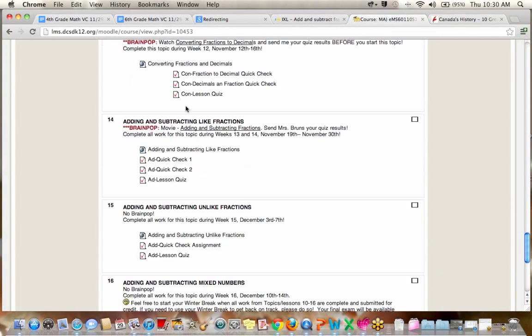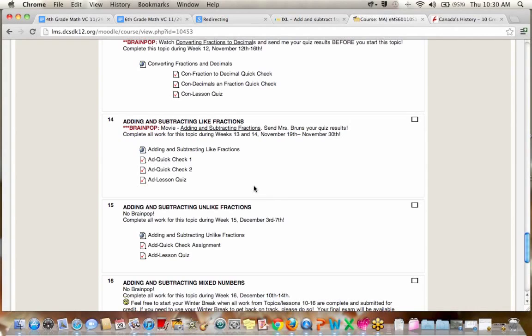Okay, so here we are with what we just practiced, adding and subtracting like fractions. And this whole topic block needs to be done by November 30th. Now you're going to be adding and subtracting unlike fractions coming up next week. I'll just give you a little heads up.